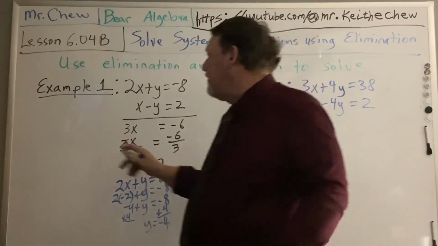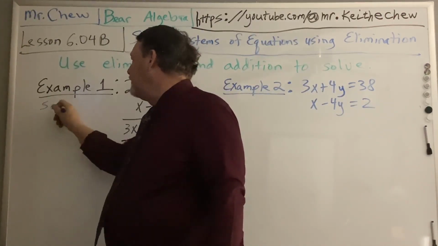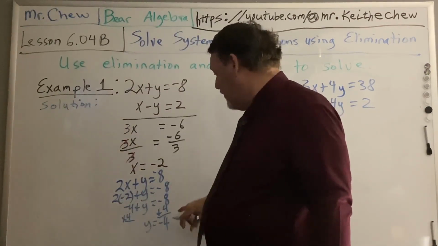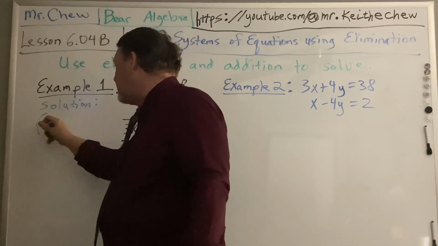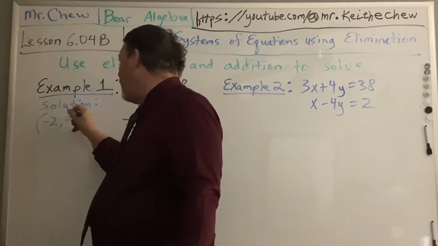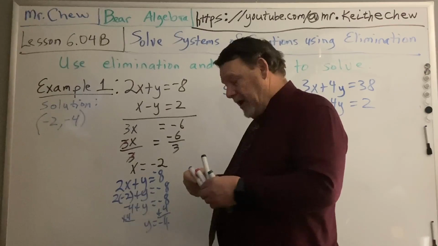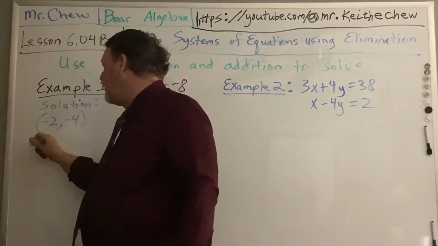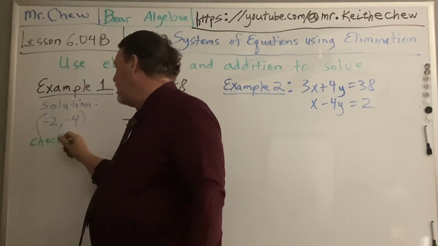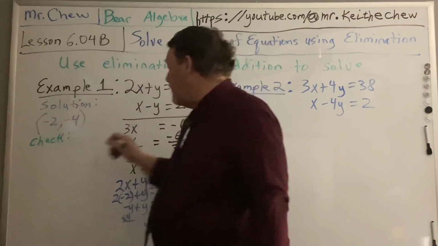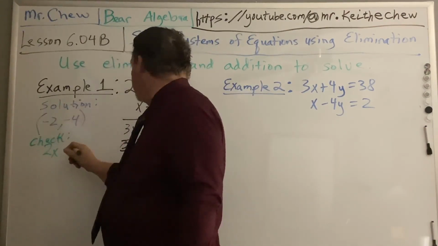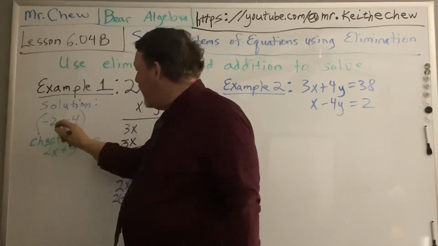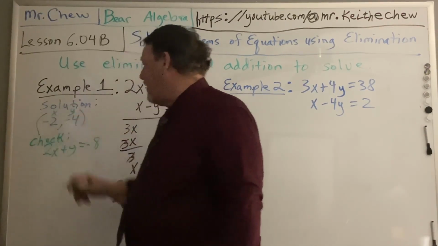So I believe my solution is the point, the coordinate, negative 2, negative 4. And we write that with parentheses, negative 2, negative 4. Now, to check that, we substitute. So let's check this by taking and substituting into the first one. This point here, here's my x, here's my y.